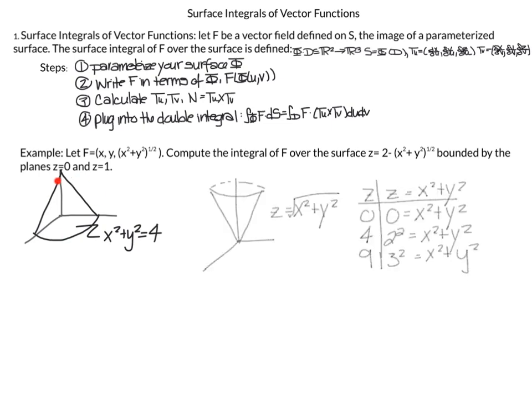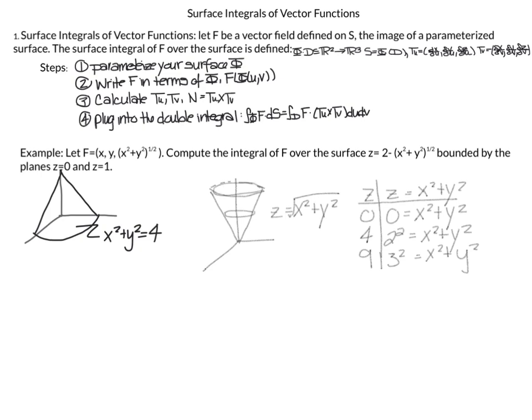To give you an idea of how I got this graph, I looked at this part of my equation right here, where z equals, if we didn't have the 2 minus, z equals the square root of x squared plus y squared. Essentially, I looked at my level curves. What does my level curve of this form look like? When z is equal to 0, I have a single point at the origin. When z is equal to 4, I have a circle of radius 2. As we go up higher on the z-axis, when z equals 9, I have a circle of radius 9.